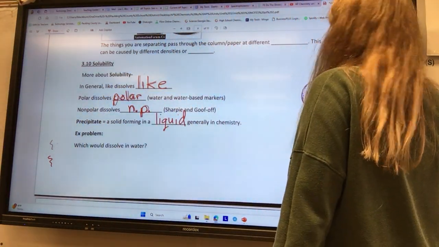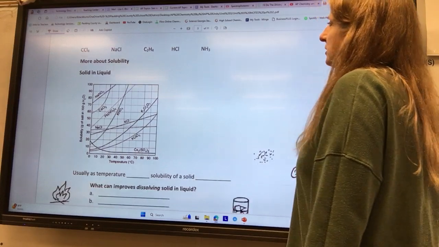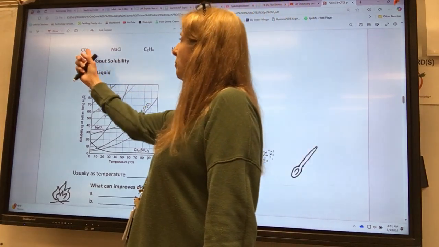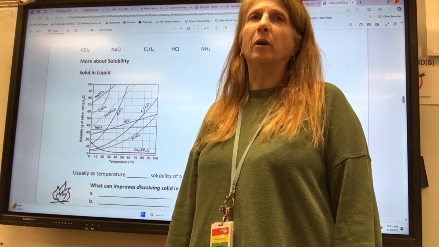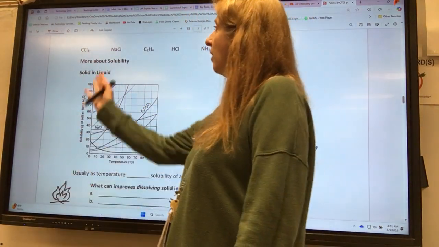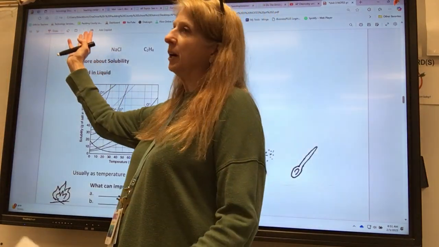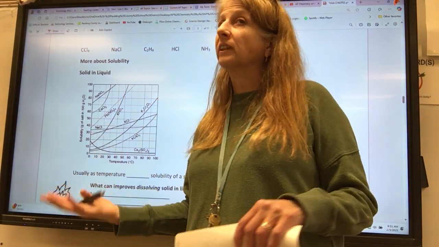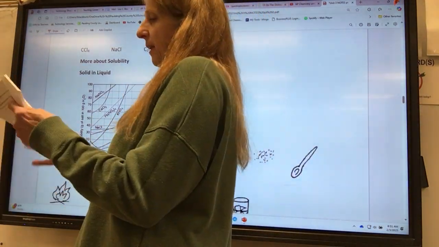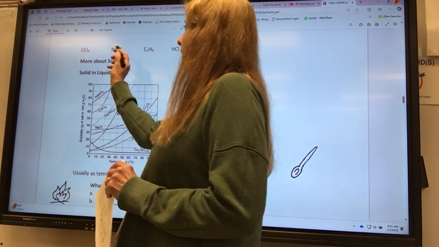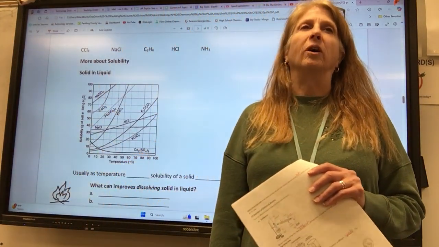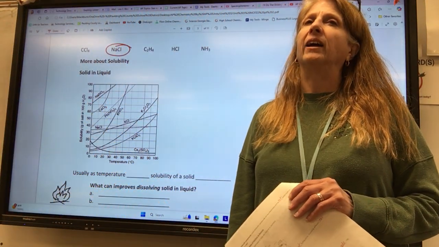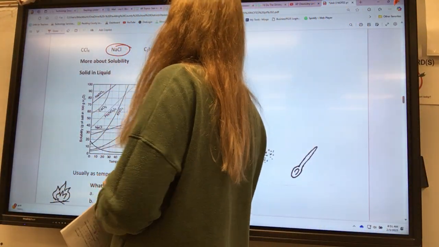Okay, so which of these would dissolve in water? So first of all, is water polar or non-polar? Polar. So carbon tetrachloride, polar or non-polar? Non-polar. It's balanced. Remember, if it's all balanced, the charges cancel each other out usually, and it is non-polar, so that wouldn't work. Sodium chloride, does salt dissolve in water? Oh yes. Why? Because it's ionic and it's going to have that ion dipole bond. It's going to pull it apart.